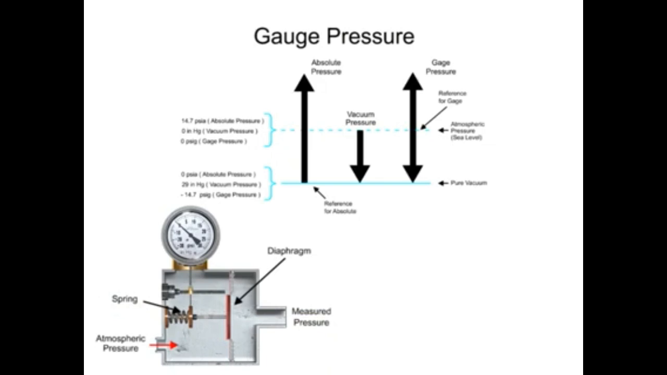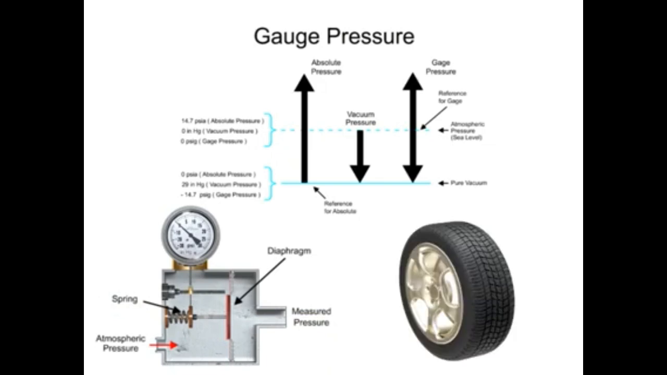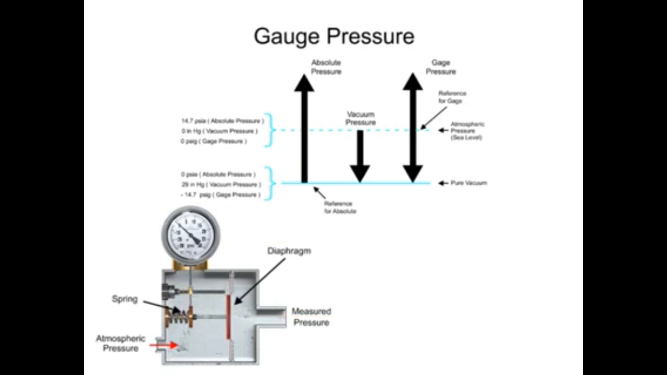Positive gauge pressures are demonstrated with an inflated tire. When the sensing element is attached to the tire, a positive pressure is indicated on the gauge. Negative gauge pressures are indicated on the gauge with pressures below atmospheric pressure. Maximum negative value for gauge pressure is pure vacuum, or negative 14.7 PSIG.